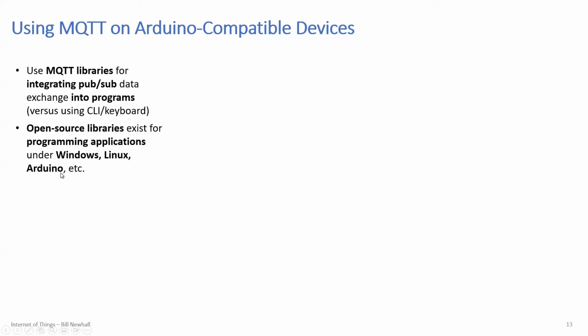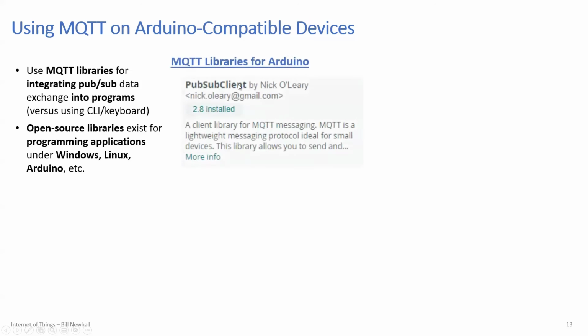There are open source libraries for programming applications under Windows, under Linux, under the Arduino IDE. There are lots of different ways to do this, but it all exists. You don't have to write it from scratch, which is nice. For the Arduino, this is the library that I use and you will be using in lab. This is the PubSubClient library. You download this into your IDE and just use it. There are other libraries. Here's the Arduino MQTT client, and you can find different libraries on GitHub.